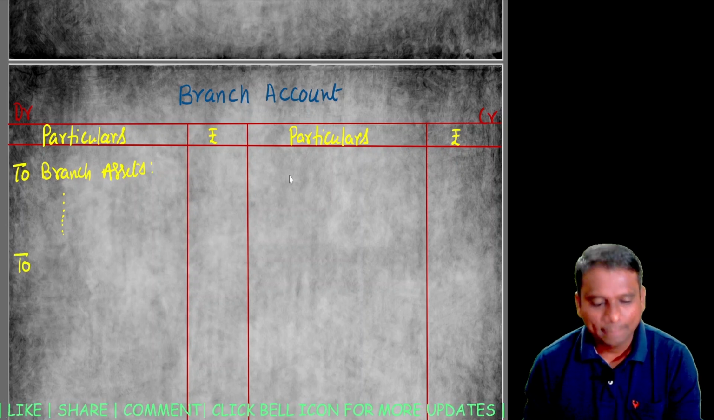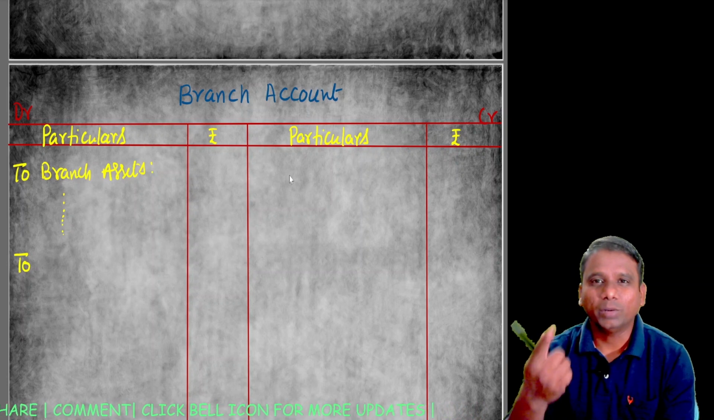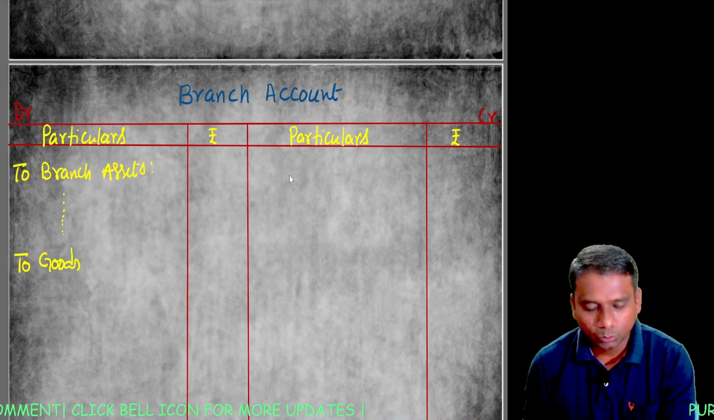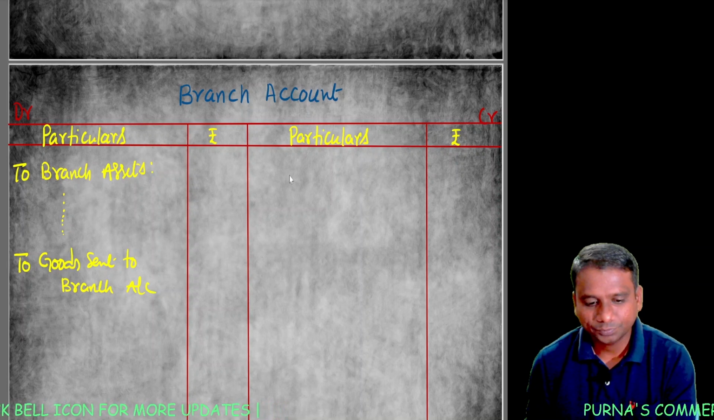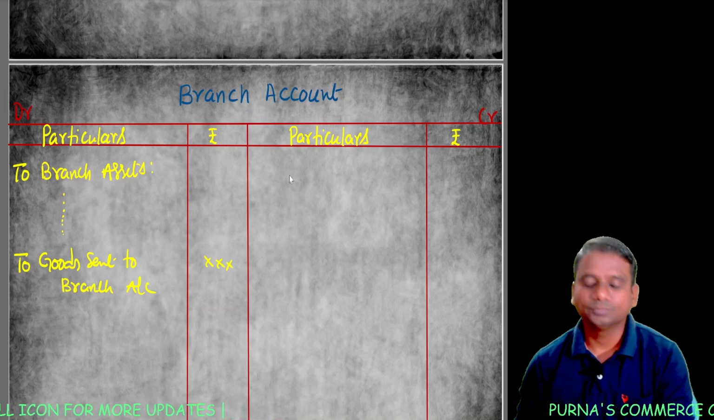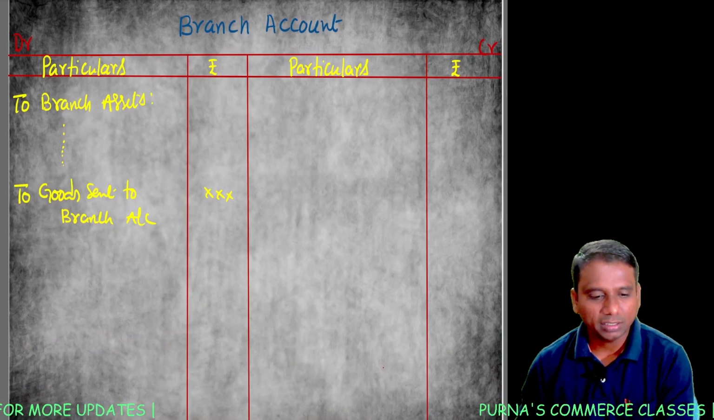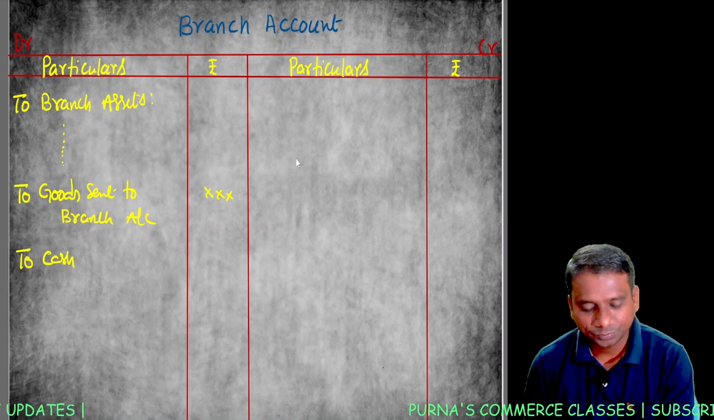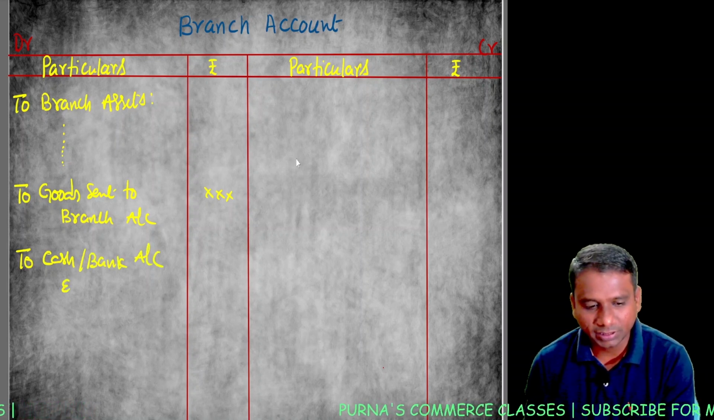After that, what is the third entry? Goods sent to branch. What is the entry? Branch account debit to goods sent to branch account. Yes or no? That's it. What is the next entry? Expenses of branch paid by the head office. In that, what is the entry? To cash or bank account.